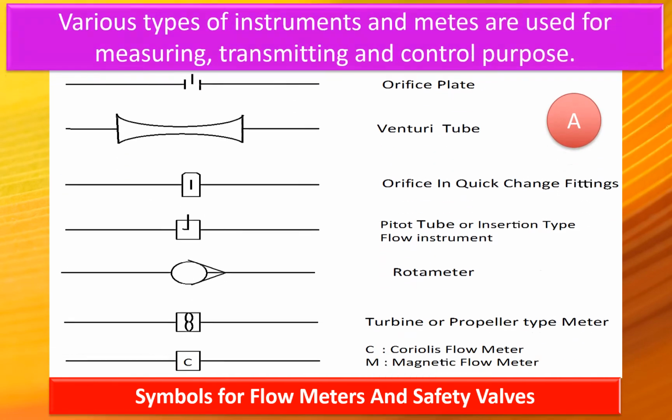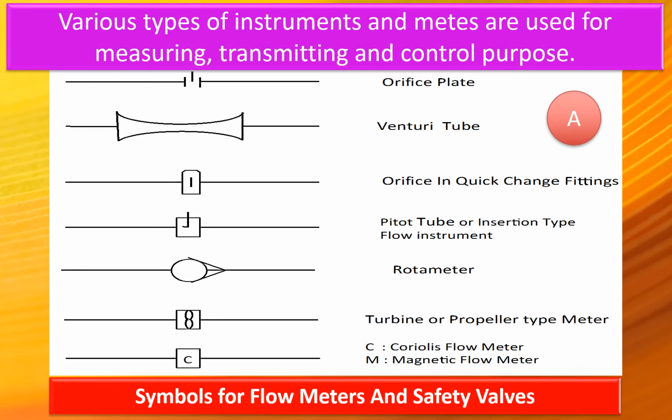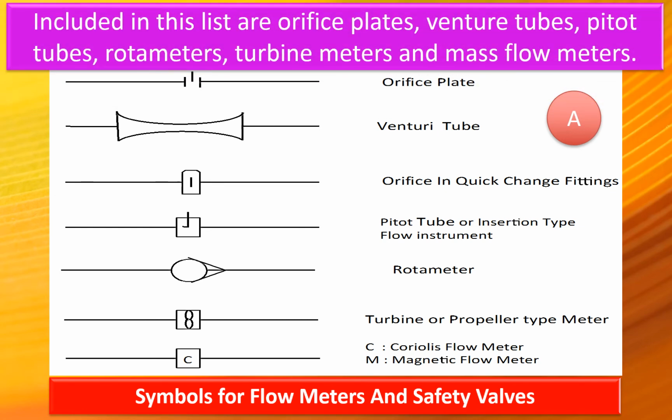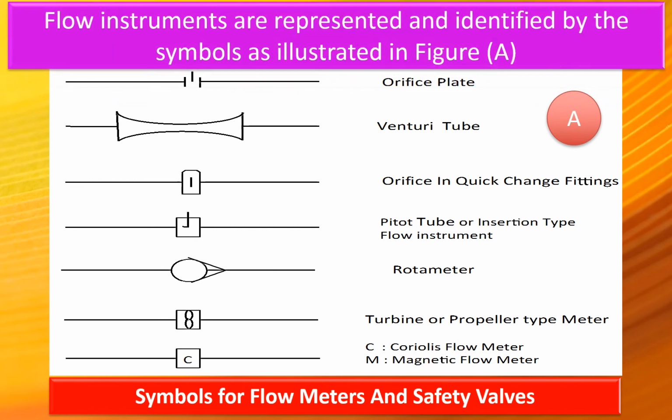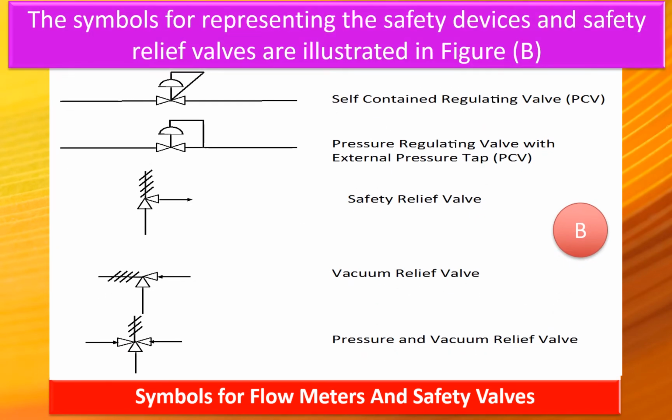Various types of instruments are used for measuring, transmitting, and control purposes. Included in the list are orifice plates, Venturi tubes, pitot tubes, rotameters, turbine meters, and mass flow meters. Flow instruments are represented and identified by the symbols as illustrated in the figure A. The symbols for representing the safety valves and safety relief valves are illustrated in figure B.